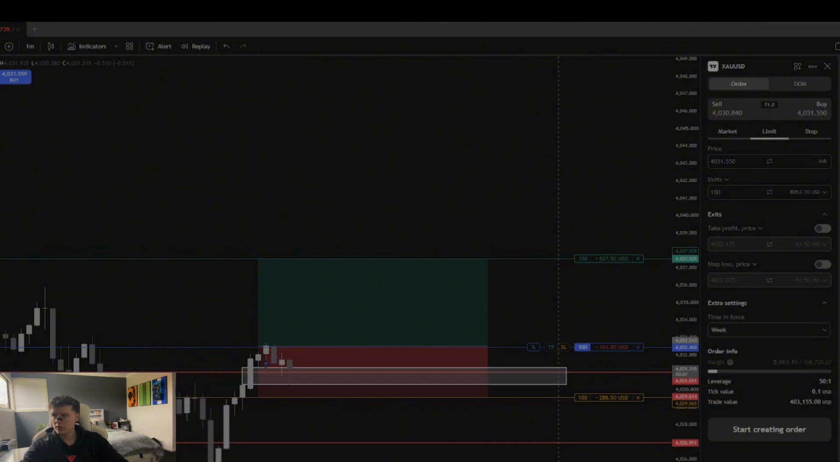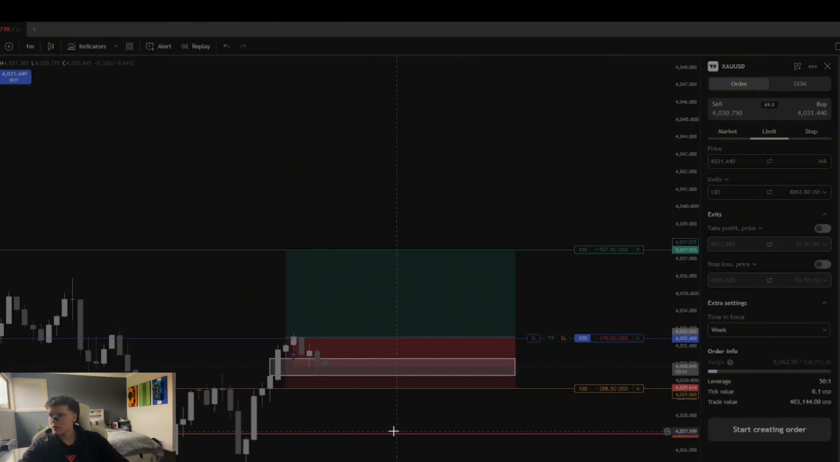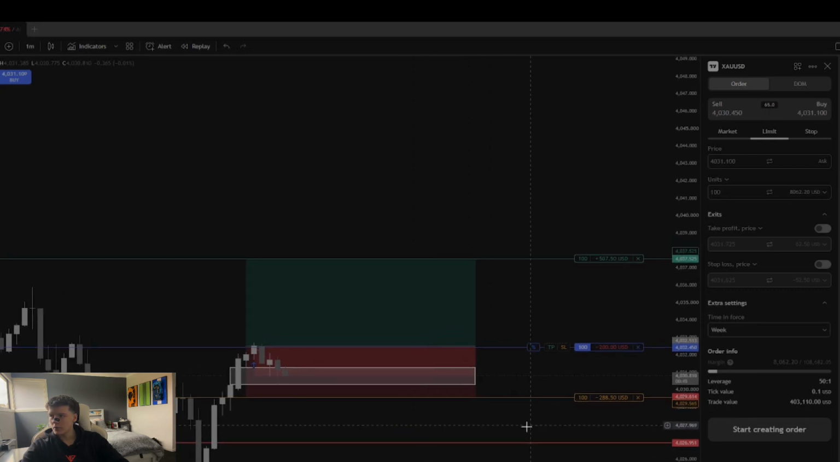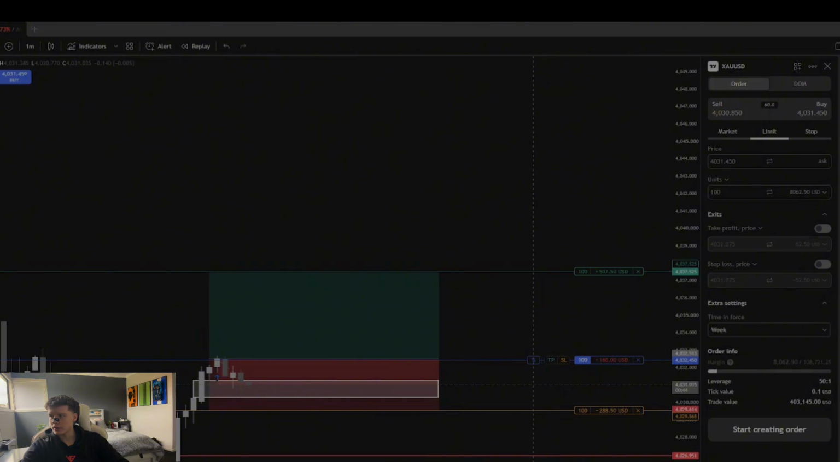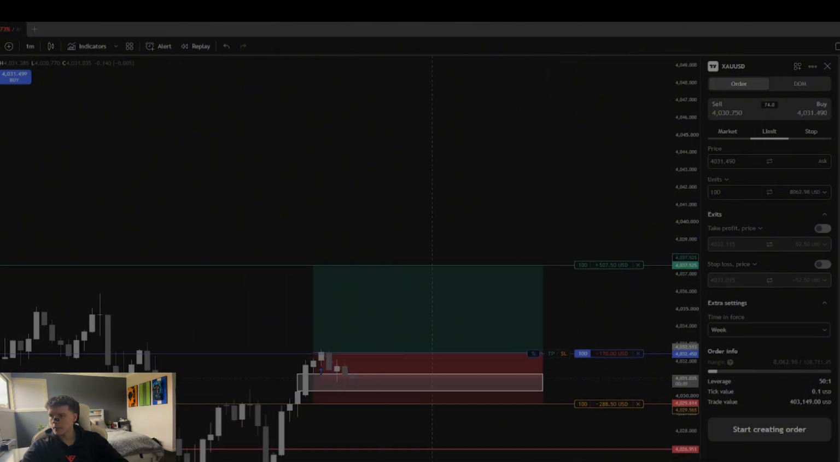So I've entered too early, which means I've rushed and I haven't been patient enough. So that's another psychology thing I need to work on, but at least I'm picking up on it. But as you can see, let me just remove this. We are looking like we're going to continue pushing higher as price is rejecting here. So I will see how this trade goes and get back to you.